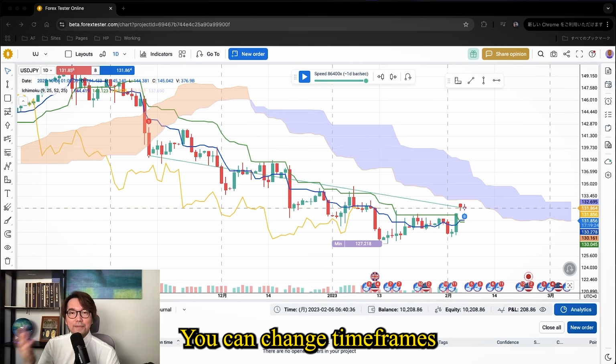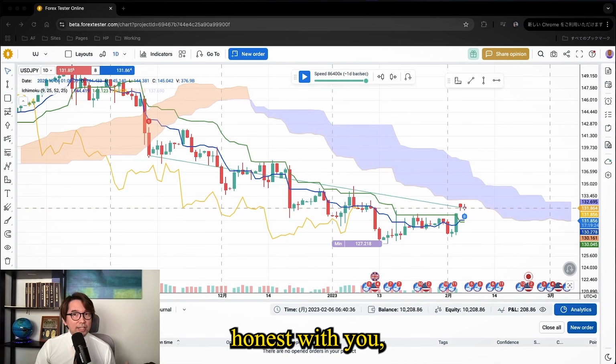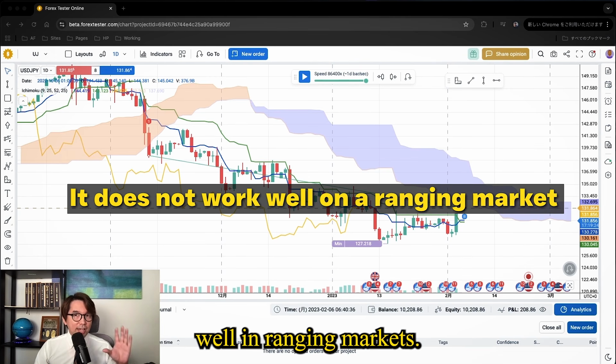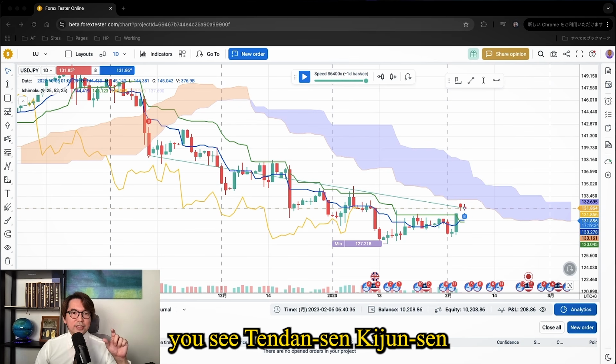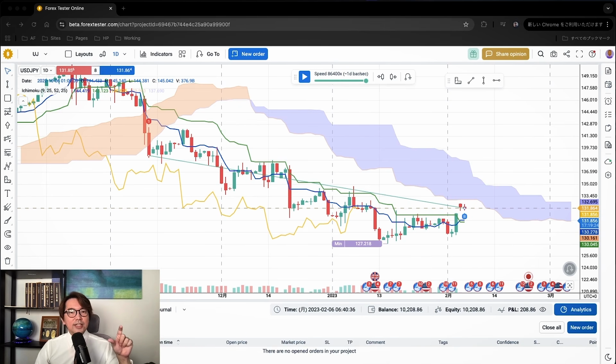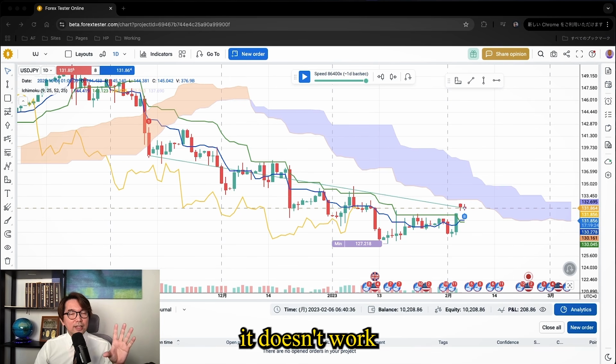You can change time frames and backtest in Forex Tester online and see if it works before you implement it in a live trade. And let me be honest with you, this strategy does not win every trade. It doesn't work well in ranging markets. Sometimes in the ranging markets, you see Tenkan Sen, Kijun Sen cross first, Chikou span break, and the Kumo breakout. But again, it doesn't work in a ranging market.